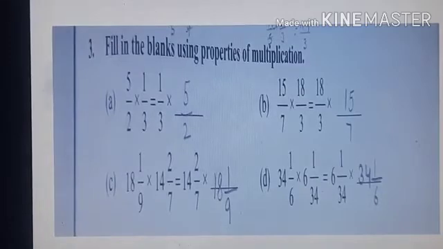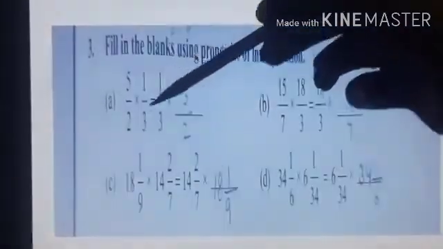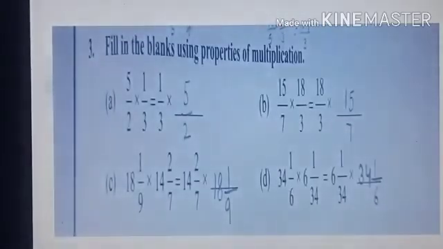Now we will do question number 3. Question 3 is filling the blanks using properties of multiplication. We have done property, so let's do these fill-ups. A part is here. 5 upon 2 multiply 1 upon 3 is equal to 1 upon 3 multiply dash.